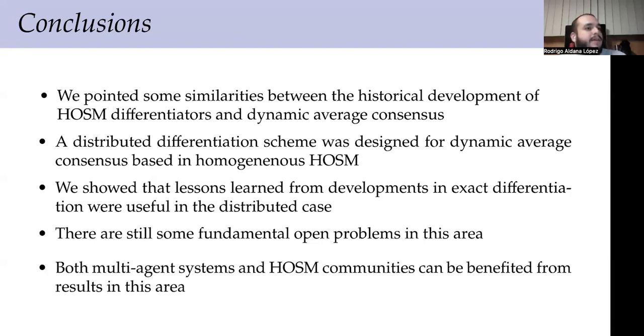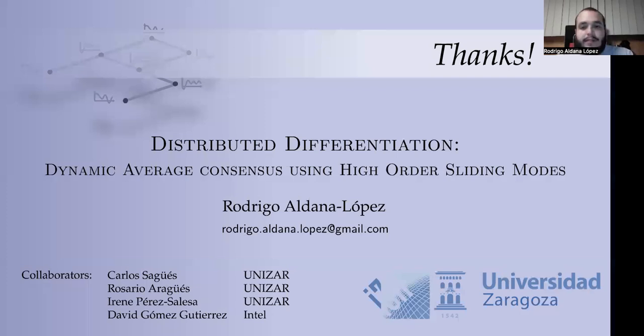Okay. And I believe that both the multi-agent system community and the high-order sliding mode community can benefit from results in this area, right? Up to now, there is not so much overlap, but I believe that working in this particular intersection can be beneficial for both communities, okay? And that's essentially what I wanted to present today. I am ready to have some interesting discussion.